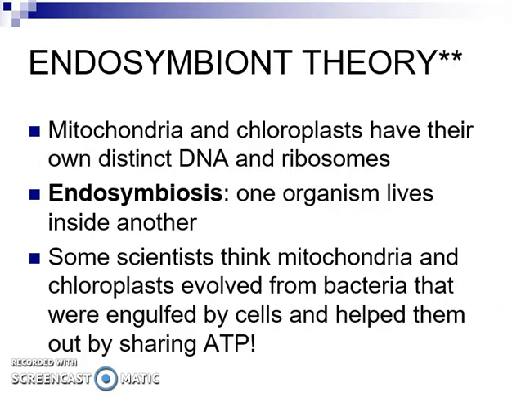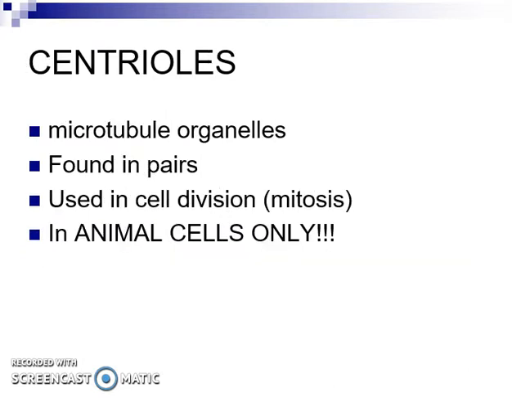Now, the theory of endosymbiosis is based on the fact that mitochondria and chloroplasts have their own distinct DNA. So they believe that mitochondria and chloroplasts were their own living organisms that somehow found it beneficial to work with other existing cells, and therefore they became one.